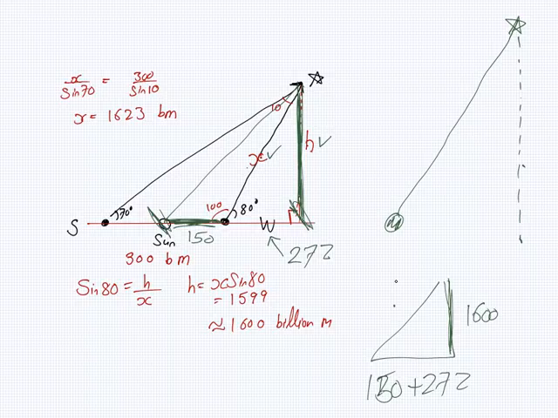Yeah, again, Pythagoras. So we have the square root of (150 plus 272) squared plus 1600 squared, and the answer we get is actually not that much different. The answer we get is 1650. So there's not even that much of a difference anyways, but it's a little bit more accurate.